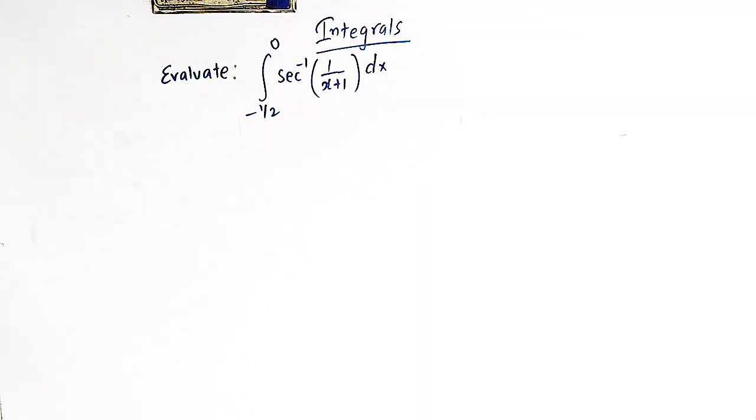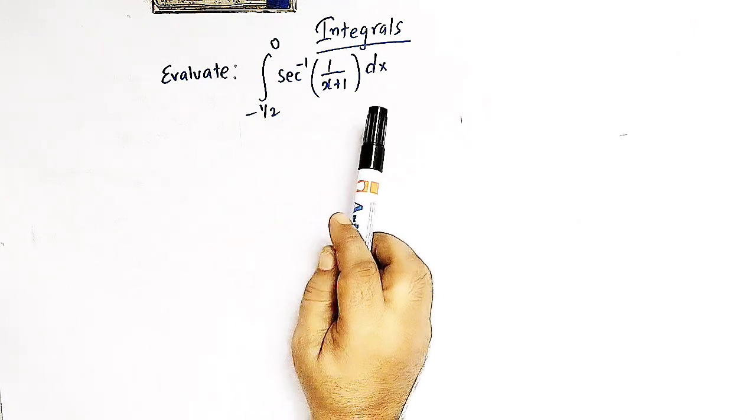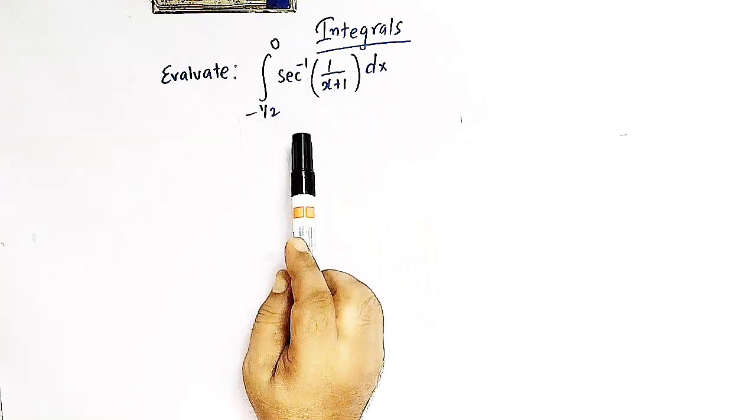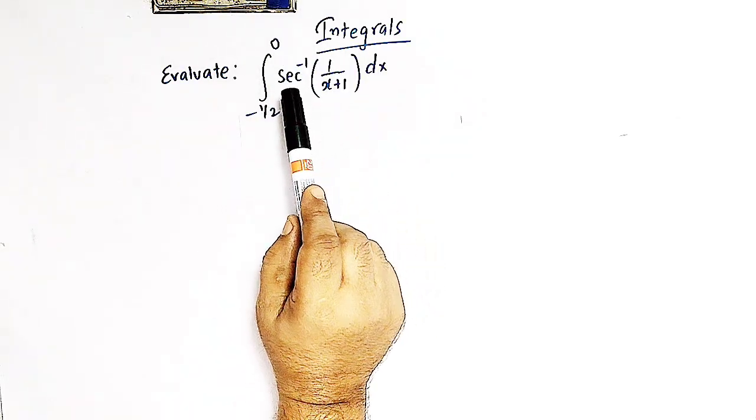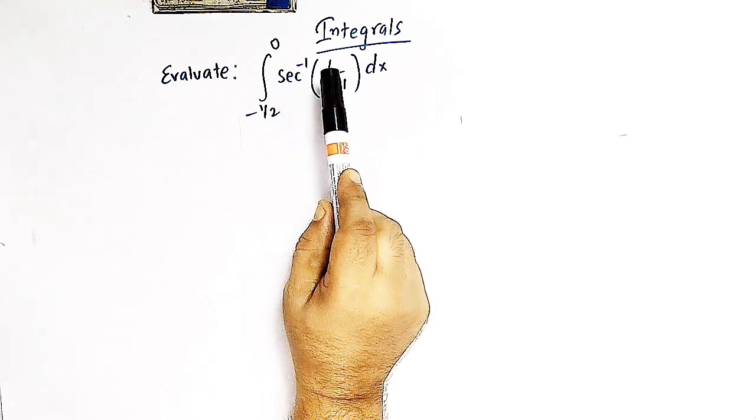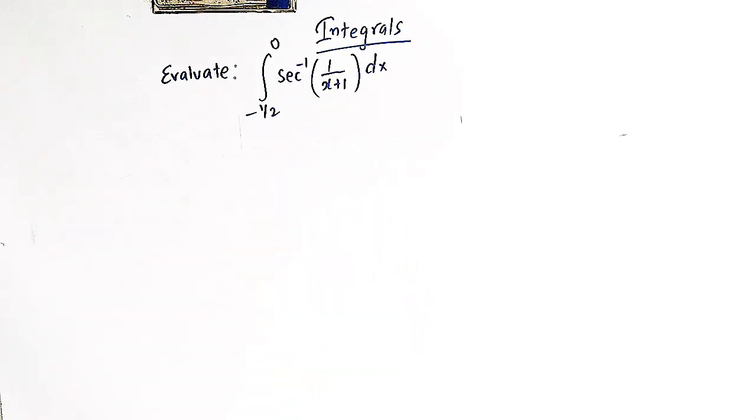Hello viewers, in today's session we are going to discuss another very important problem from definite integrals. In this session we are going to find out the value of this integral from minus half to 0 of secant inverse of 1 over x plus 1 dx, right?